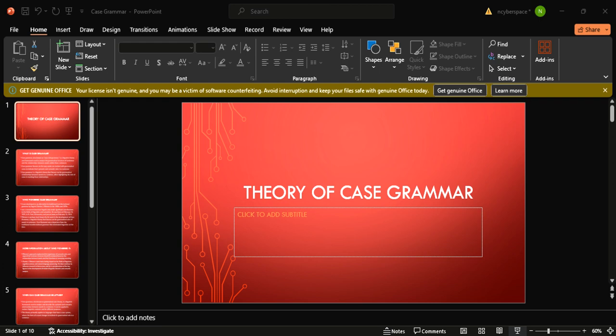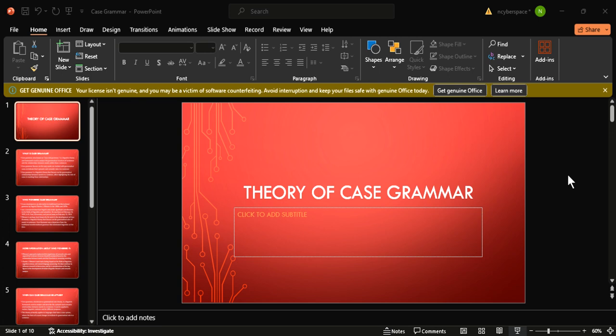Next is commutative. The commutative case denotes the company or association with which an action is performed. So in simple terms, the companions with whom an action is performed. John went to the party with his friends. So who are his companions? The companions of the agent. It is John's friends in the sentence. With his friends. This is the commutative case.